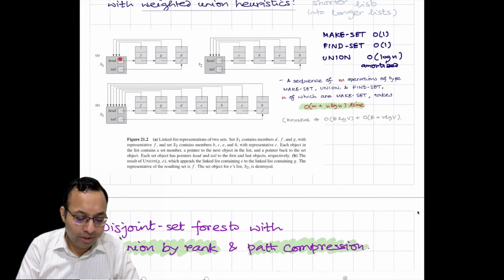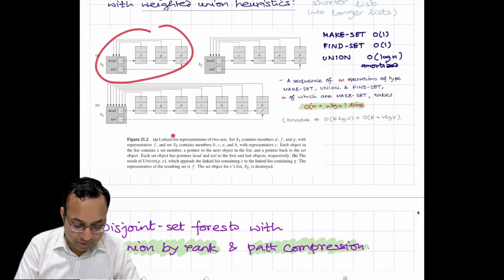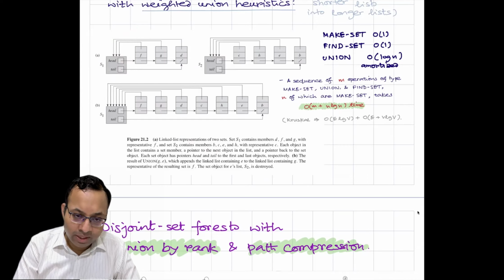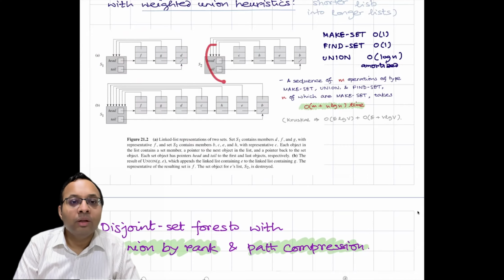So the head will have one pointer, to the representative here, F. And the tail will point to the last element here. This is the set. So this is the description here. You can read it by pausing. Similarly for S2, we have this.